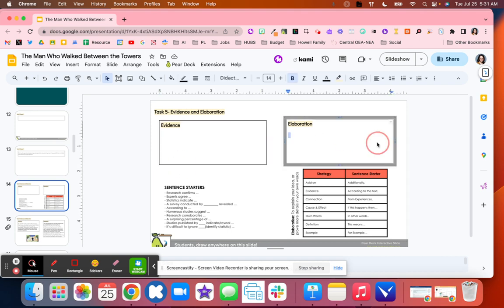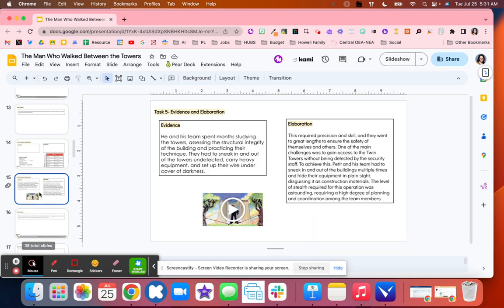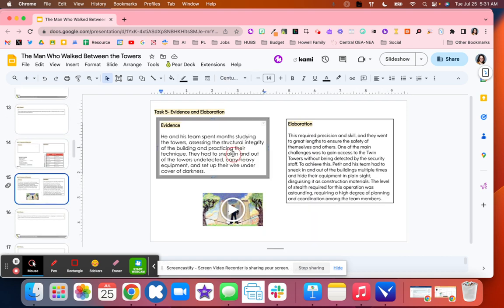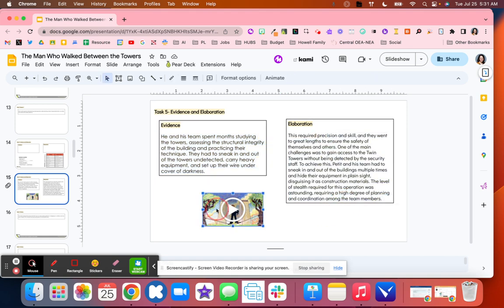I loved having this side-by-side view, so that students could see their evidence and their elaboration to make sure that their elaboration was a lot longer than what they provided in their evidence. Then we talked about different strategies that they could use for sentence starters when they are elaborating. Here was an example, and I told them, here was my evidence, but look how much longer my elaboration was.